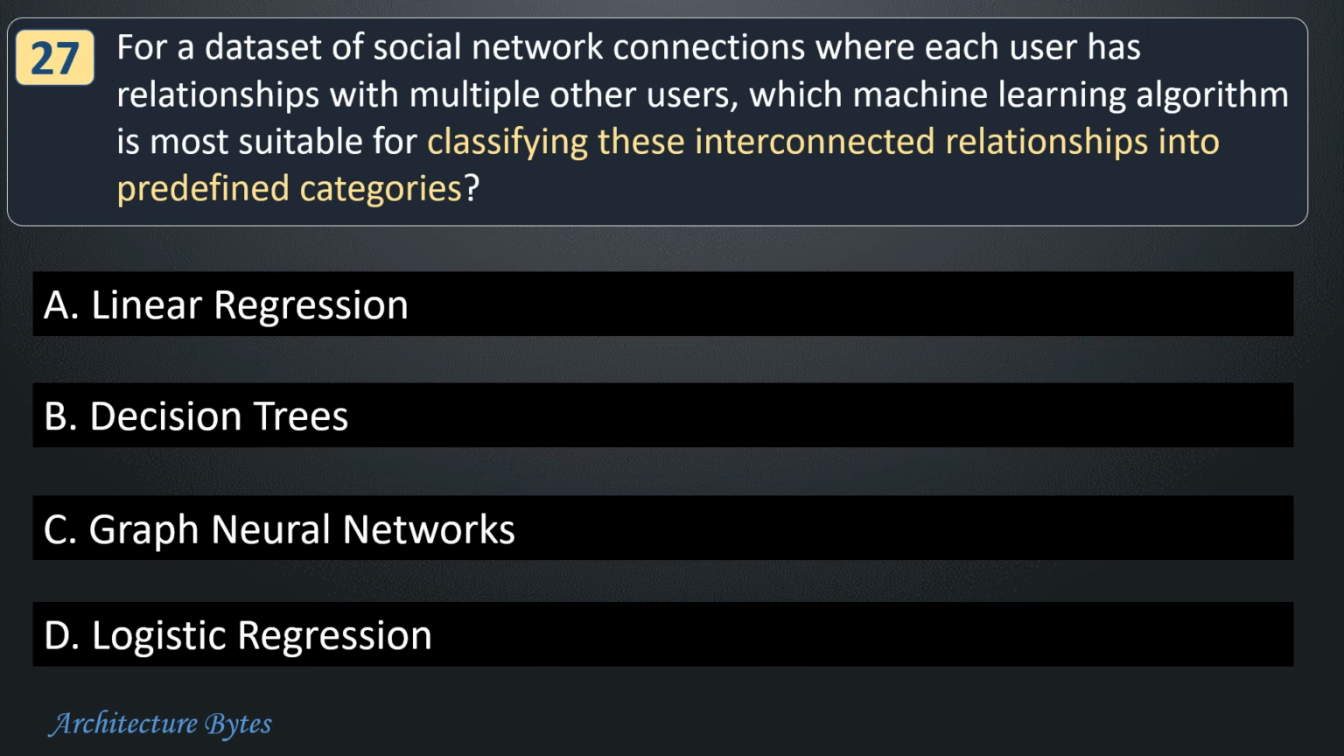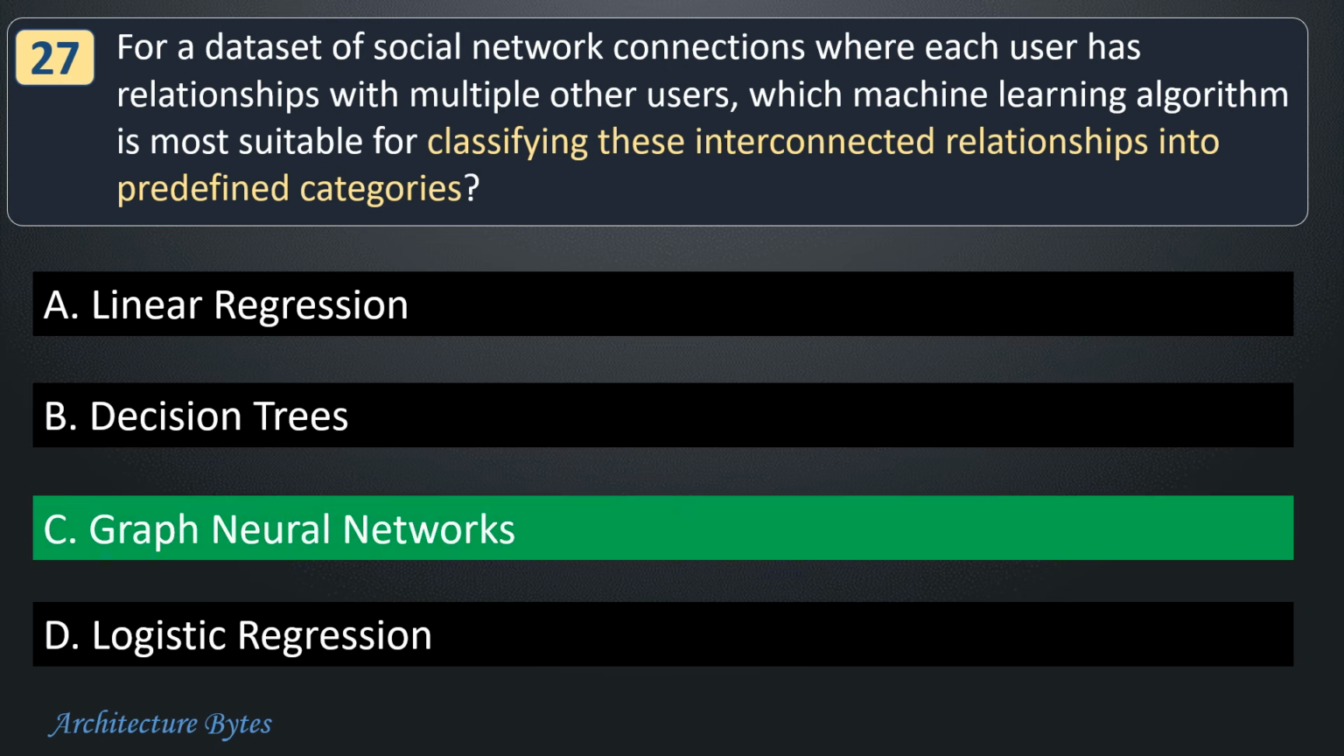For a dataset of social network connections where each user has relationships with multiple other users, which machine learning algorithm is most suitable for classifying these interconnected relationships into predefined categories? Option A, linear regression, B, decision trees, C, graph neural networks, or D, logistic regression.